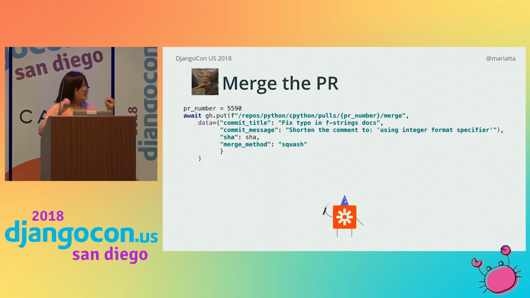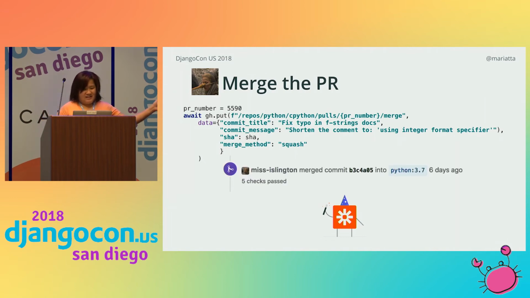So we did it. We built a bot that merged code into CPython, and it is written with Python. This is the code using GitHub async IO. This is how we merge code to CPython. You just call that API, gh-put. So making a put request to GitHub, pass the commit title, commit message, squash, commit hash. That's all. Simple. That's how we did this.